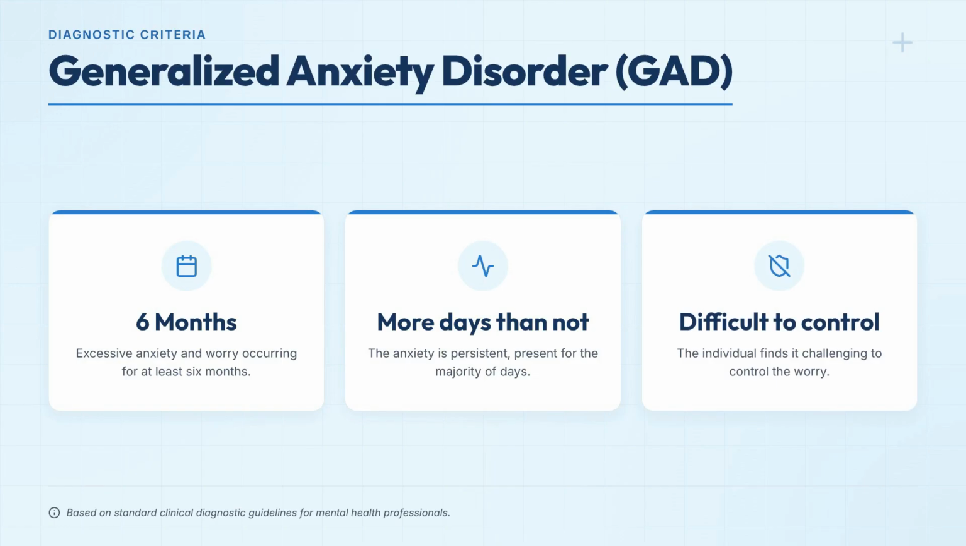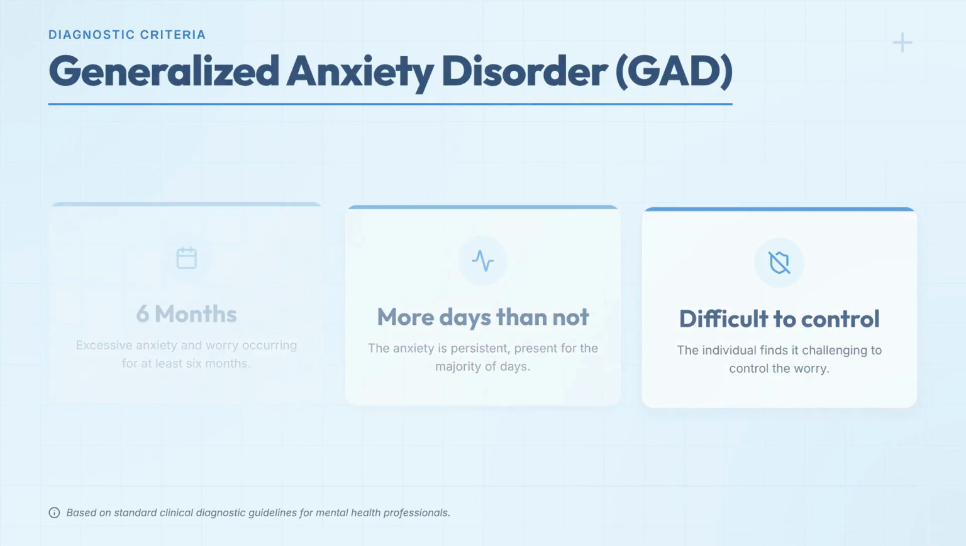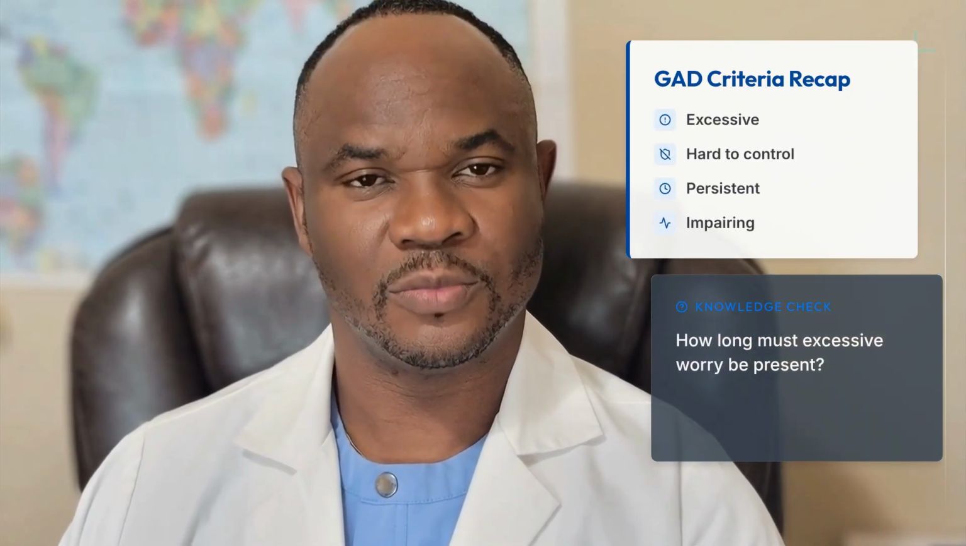The anxiety and worry are associated with symptoms such as restlessness, being easily fatigued, difficulty concentrating, irritability, muscle tension, and sleep disturbance. The symptoms cause clinically significant distress or impairment in social, occupational, academic, family, or other important areas of functioning. The symptoms should not be better explained by substances, another medical condition, or another mental disorder.